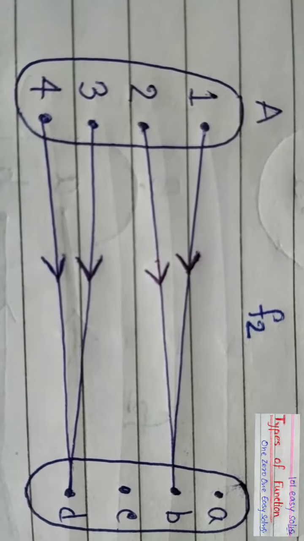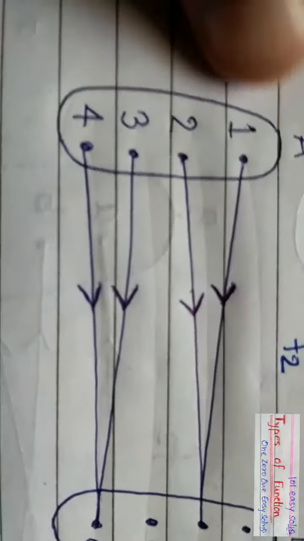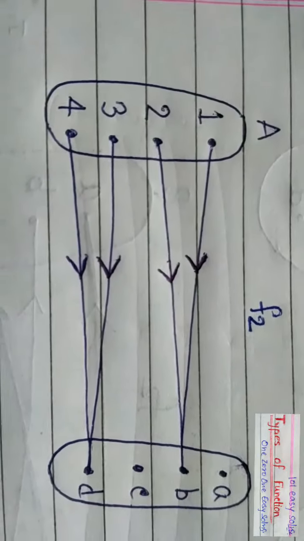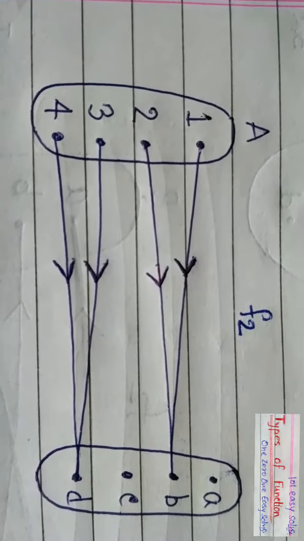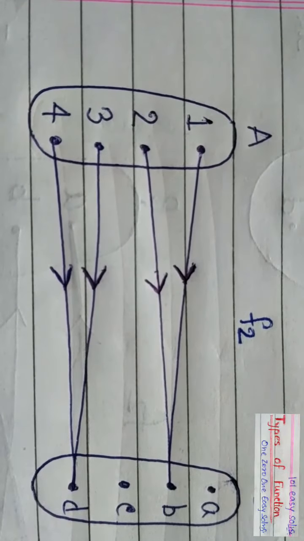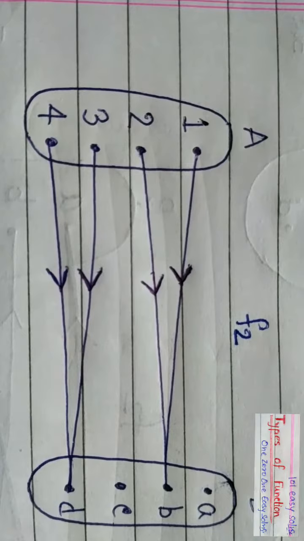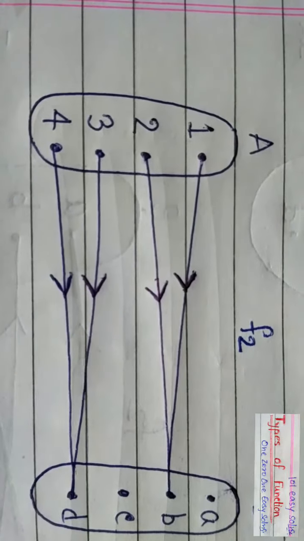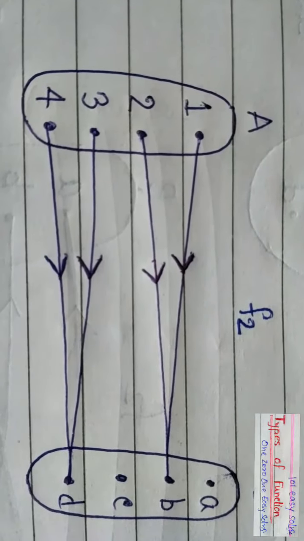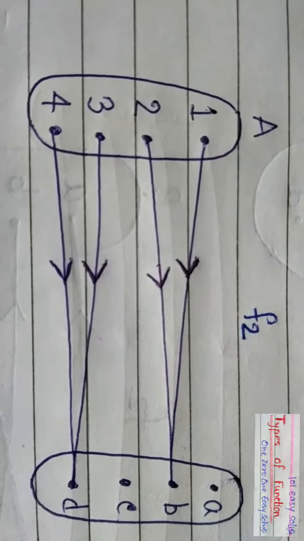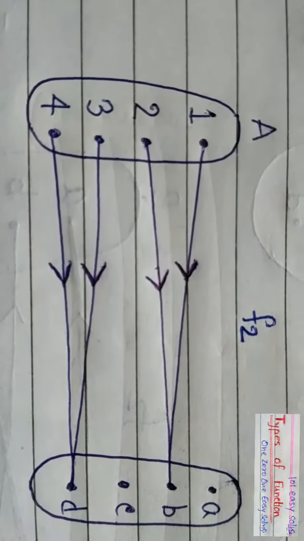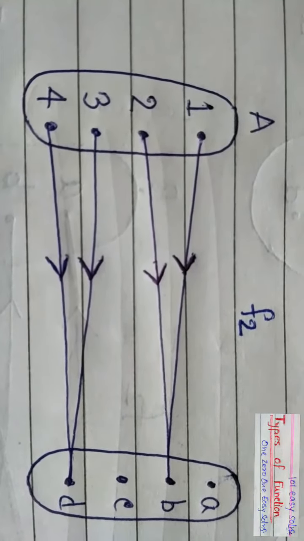All the members of A, that is 1, 2, 3, 4, have their images in set B, but 1 and 2 have the same image and 3 and 4 have the same image. So it is many to one. You can remember it like that also: more than one element of A has the same image in set B.